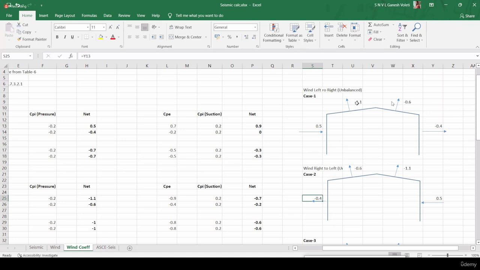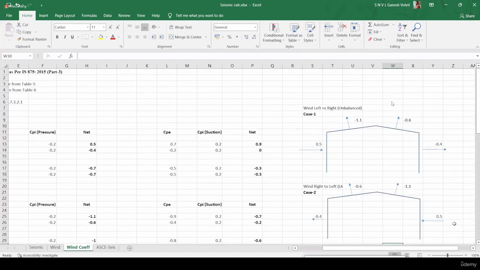For example, if we take the left roof, because wind was flowing in this direction and now it is flowing in this direction, the maximum coefficient will be applied here. This coefficient will come to the right side, and this coefficient will go to the left side. These are the first two cases. In these cases, pressure is nothing but an unbalanced condition.